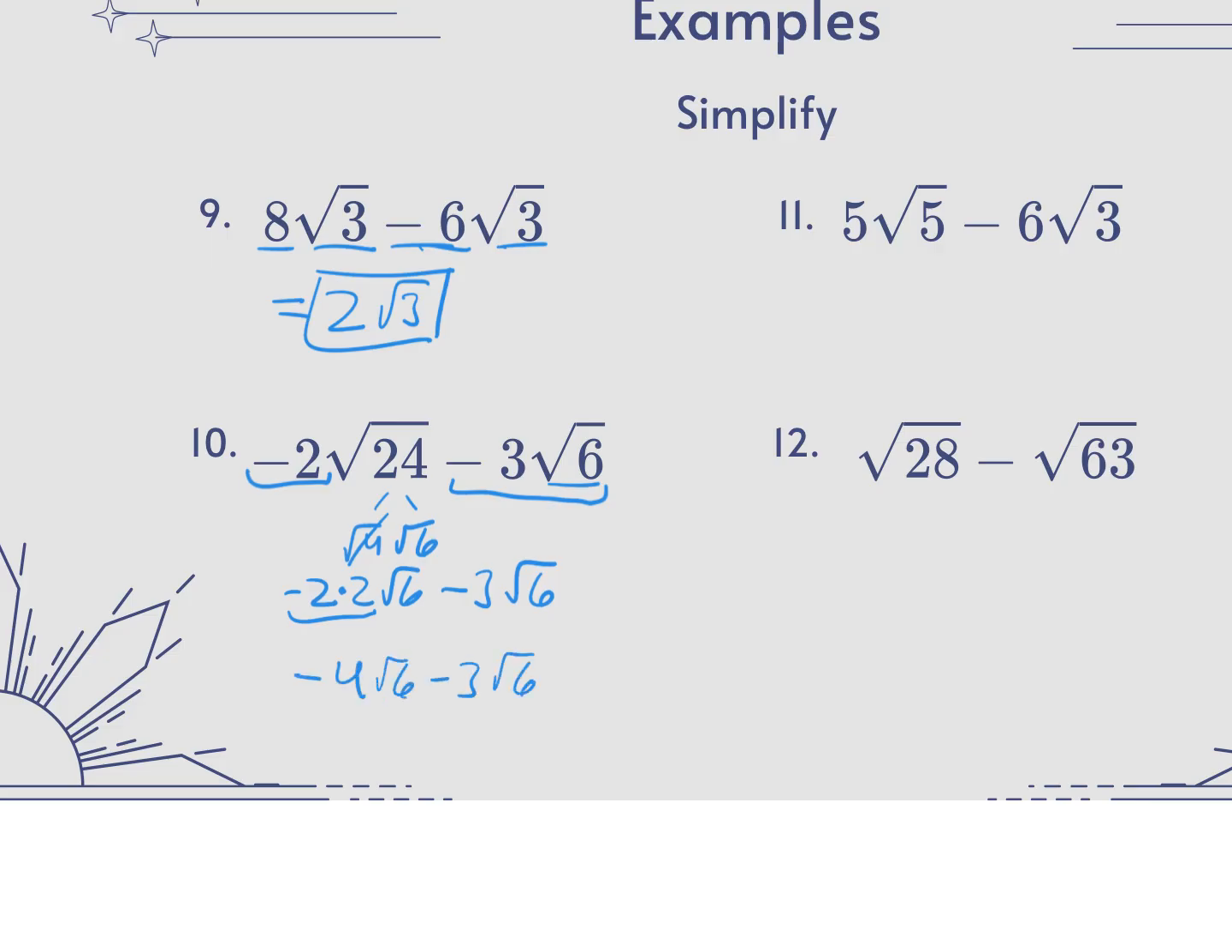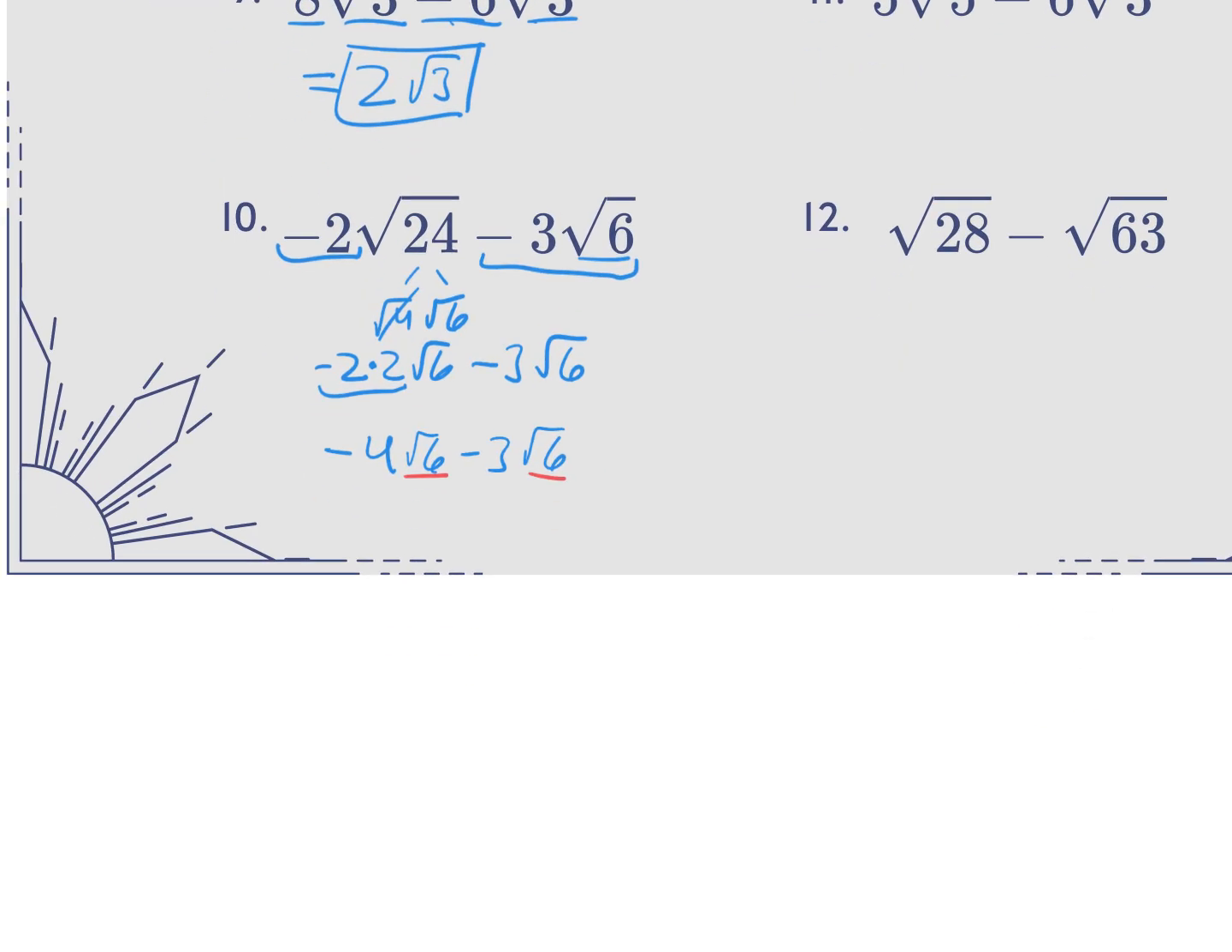And now they match, right? The radicands match, right? So I have a negative 4 minus 3, which is going to get you negative 7 square root of 6. All right, and then that's fully simplified.